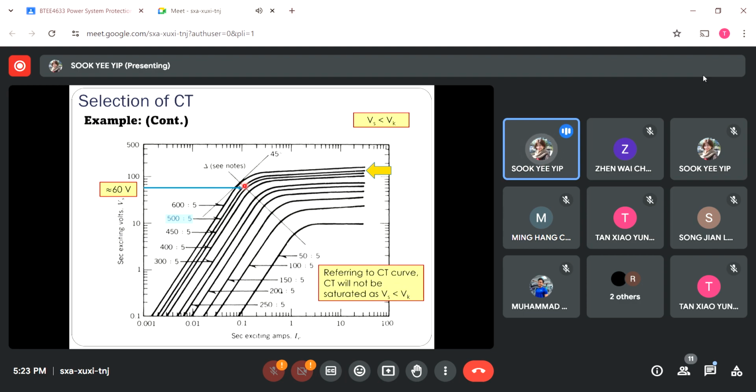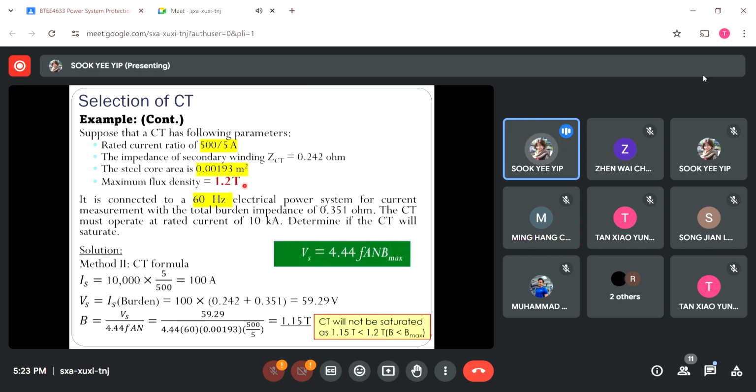Okay, and we have another way to solve this example, which is by using the transformer equation. Remember, we have 4.44 multiplied by frequency, area of the core, turns ratio, and then the maximum flux that can be stored. Seeing as we have the steel core area given in square meters, SI unit, and the maximum flux that can be stored in units of Tesla, we can make use of this formula to see, if 10 kiloampere is being measured, what would be the flux being generated? And then I compare with the maximum flux that can be stored.